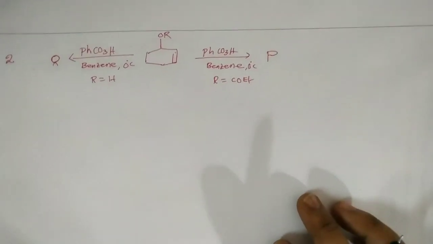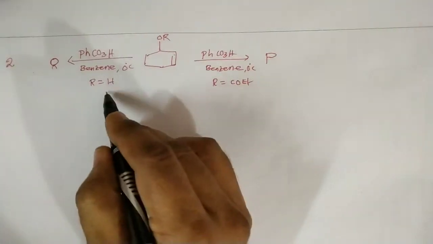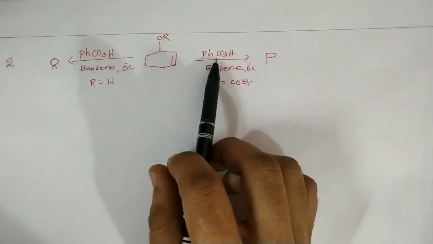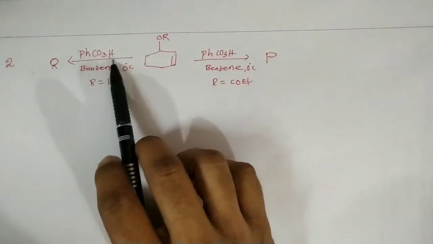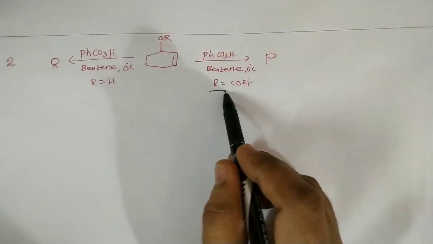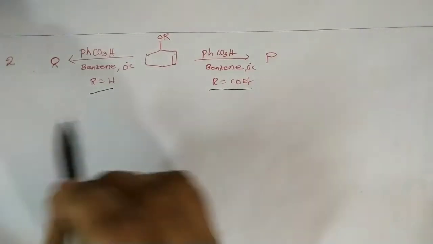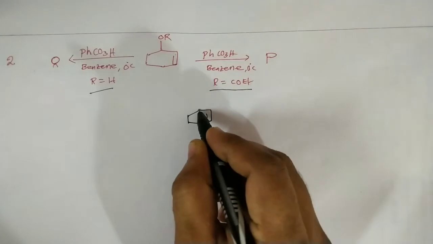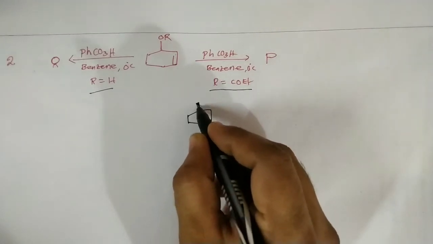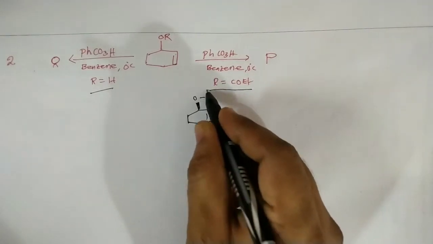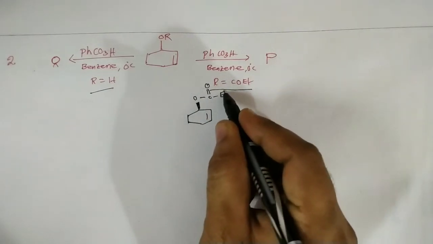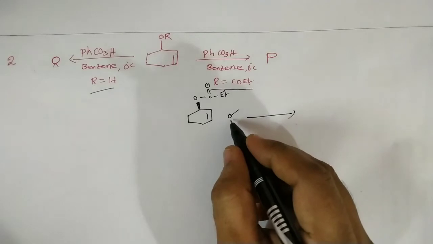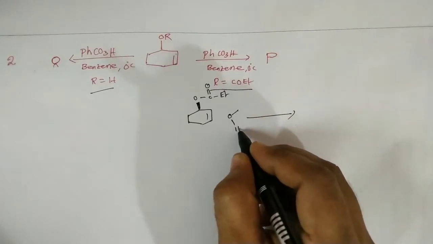It is based on the epoxidation process. If R equals H, here alkoxy alkene, peracid, benzene is the solvent. Here R is COEt, here R is H. In this case R is COEt, for suppose I am writing above the plane O, R is C double bond O Et. So this one reacts with the peracid.